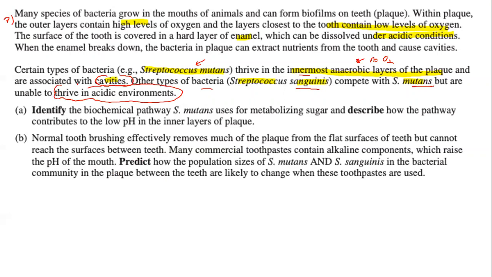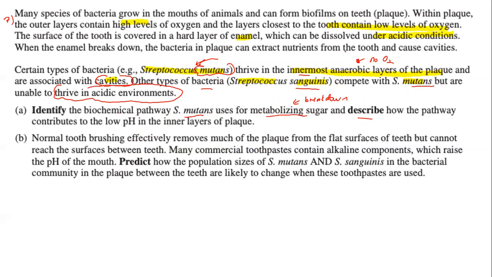All right, so let's look at this first part. A says identify the biochemical pathway that the mutans use for metabolizing sugar. So metabolizing just means to break down, so you might want to remember what that word means. And describe how that pathway contributes to the low pH in the inner layers of plaque. Okay, so no oxygen.